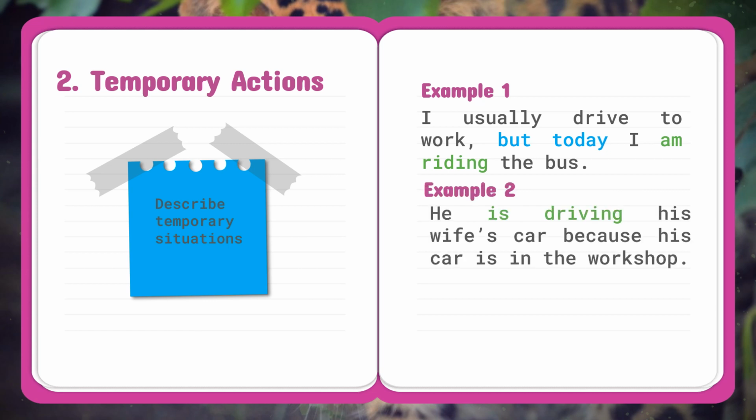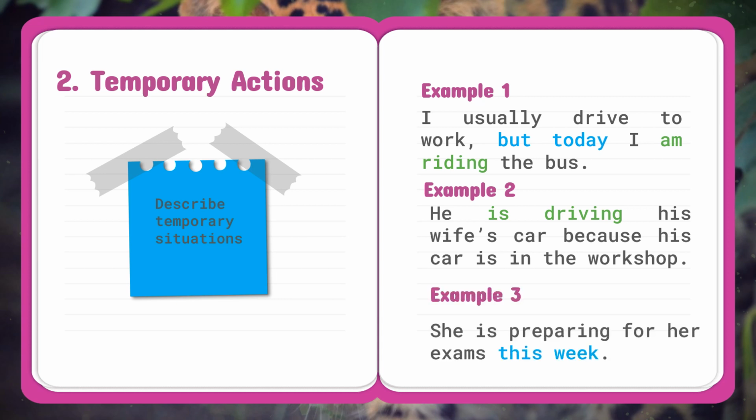Okay, sentence number 2, would you please read it? He is driving his wife's car because his car is in the workshop. So this is a temporary action. There is a reason why he is driving his wife's car: because his car is in the workshop, it is being repaired. Okay, great. Number 3. She is preparing for her exams this week. Now this is a temporary action. She is not preparing for her exam all the time, but only for this week. Is it clear? Okay, cool.